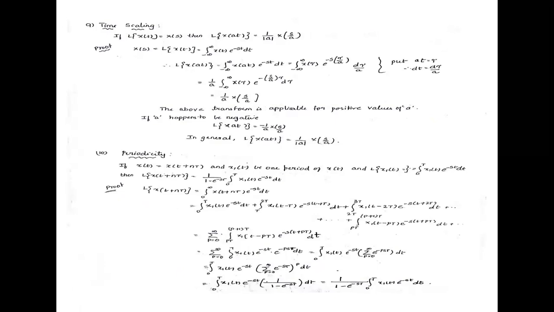One of the properties we have not discussed is time scaling. So the ninth one was missed there. After the 8th, we go on to the 10th one, and two other properties were not discussed here. The time scaling: if the Laplace transformation of x of t is x of s, then the Laplace transformation of x of at is 1 by the magnitude of a times x of s by a.